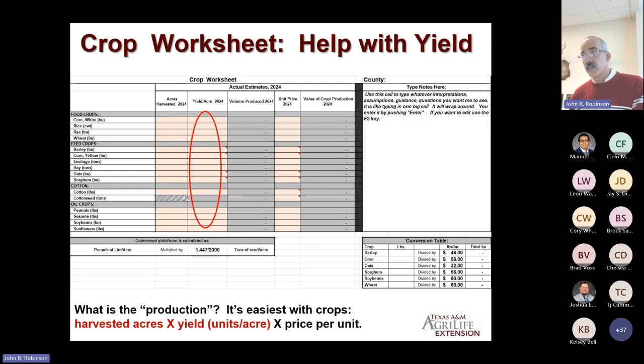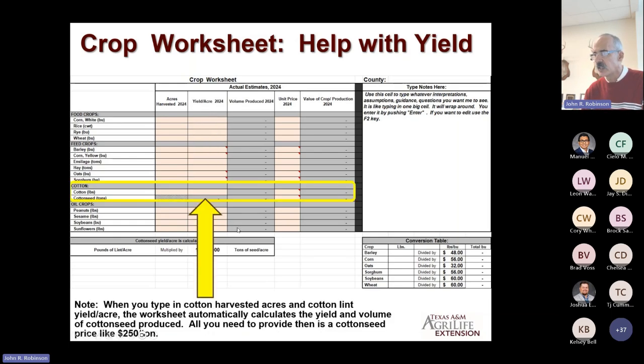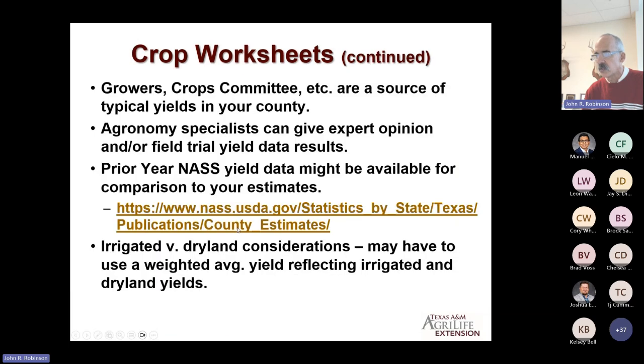All right, having done that, the next thing again, we're valuing production, and production is harvested acres times yield times price. So we need to have some notion of the yields in 2024. Where are you going to get yield data? Well, you can get yield data from the same authoritative sources that you get acreage data from.